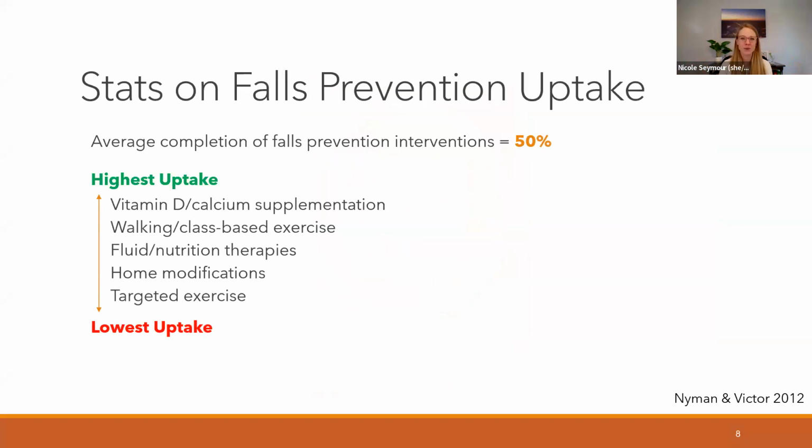A Cochrane review by Nyman and Victor found that across studies of falls prevention interventions, an average of about 50% of recommendations were actually accepted and fully completed. Uptake rates varied based on the intervention, with simple things like adding vitamin D and calcium having the highest uptake rates and targeted exercise having the lowest rates despite having the best clearly established effectiveness.